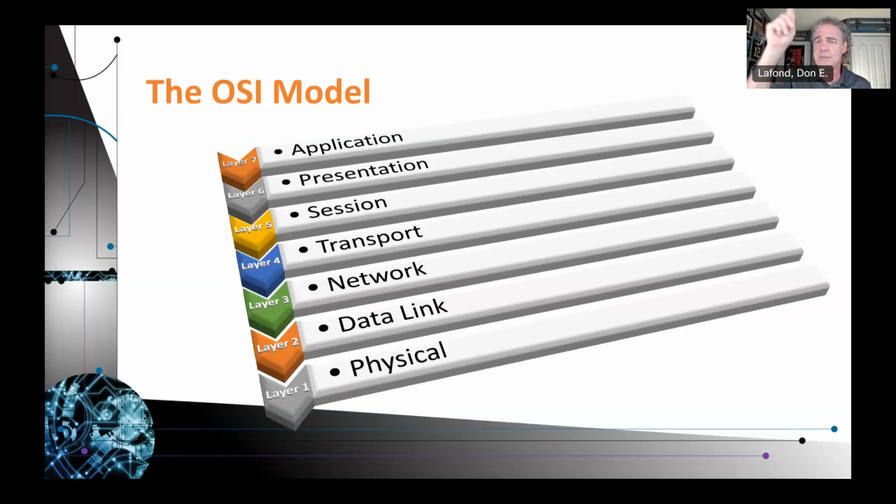Please do not throw sausage pizza away. And then next to it, you write physical, data link, network, transport, session, presentation, and then put the numbers next to them, 1, 2, 3, 4, 5.